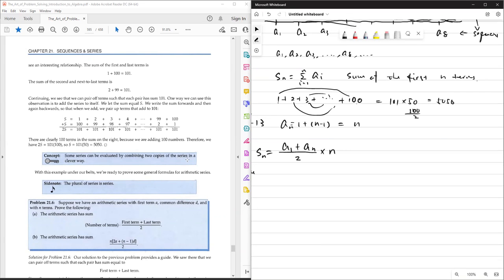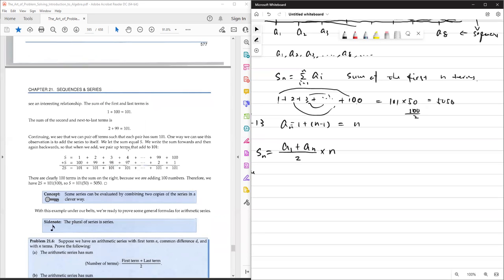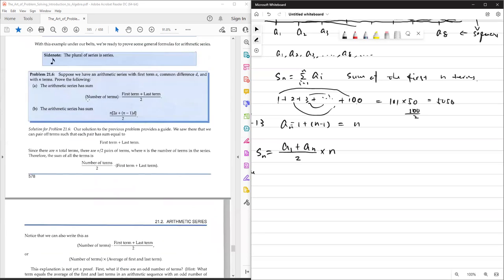Okay. This is a trick: you can always duplicate it and then try to find a clever way to arrange it and get to your answers quickly. So this generalizes to this formula.